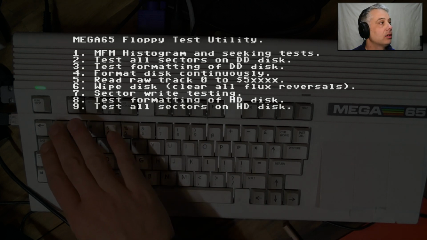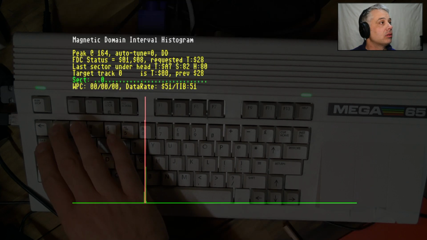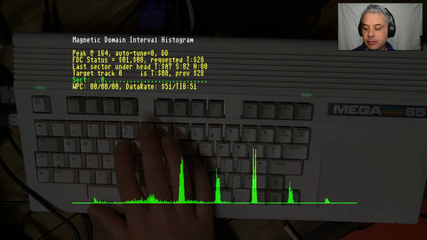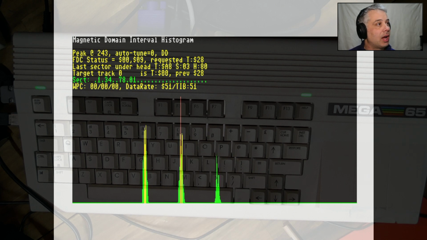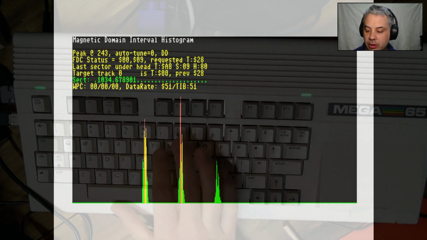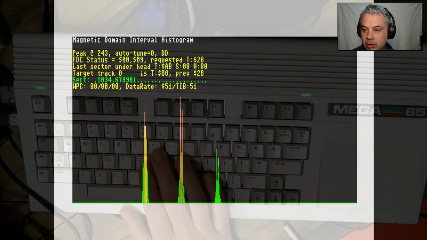So we can do the view histogram. Right, so this is RLL encoding at the standard double density disk, so 720k disk density. So we've got the three peaks happening there. They're quite widely spaced. We currently have no write precompensation enabled, although it's less needed at this low kind of data rate.